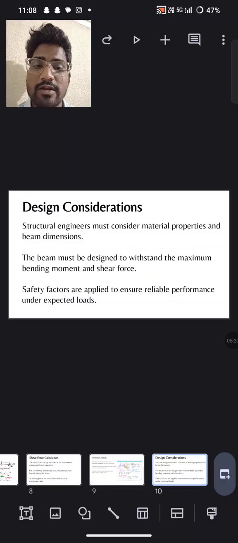Design considerations. Structural engineers must consider material properties and beam dimensions. The beam must be designed to withstand the maximum bending moment and shear force. Safety factors are applied to ensure reliable performance under expected loads.